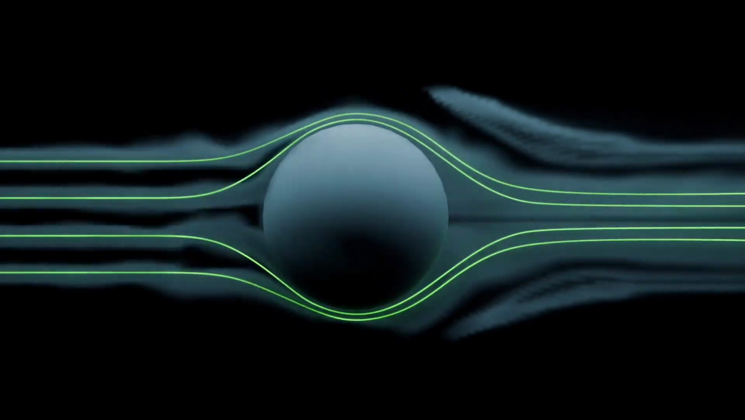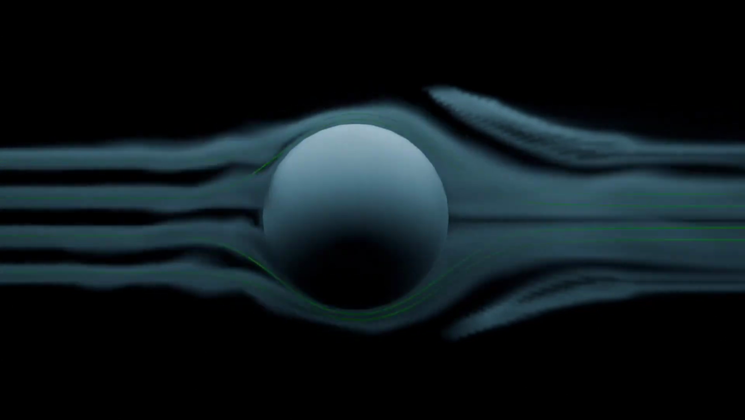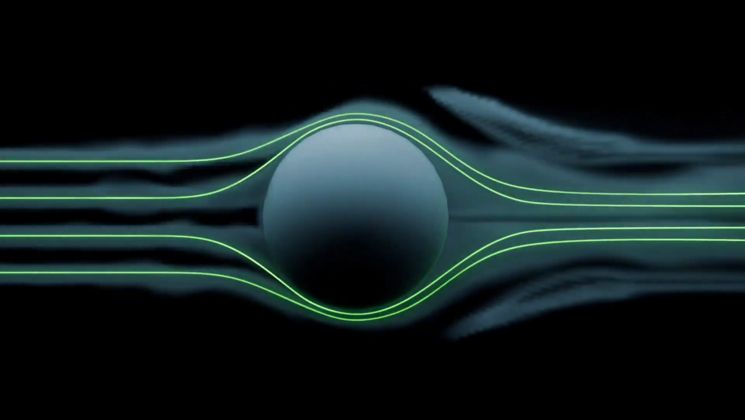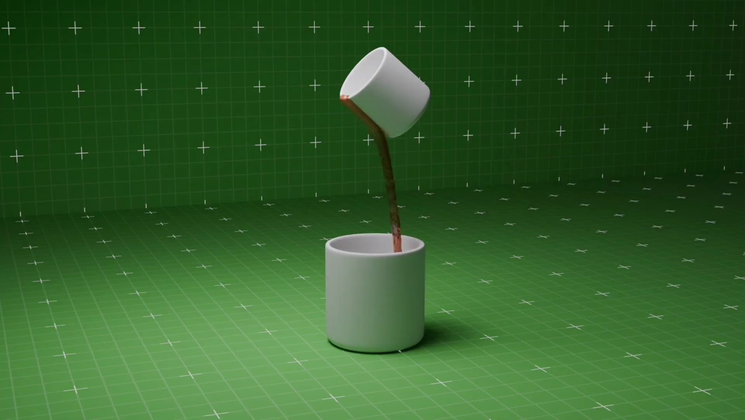This tendency of a fluid to cling to a solid body and follow its shape is known as the Coandă effect. You can observe this phenomenon in everyday life when you pour a liquid from a glass. Notice how the liquid tends to stick to the surface of the glass, making it a bit tricky to pour it cleanly into another container.